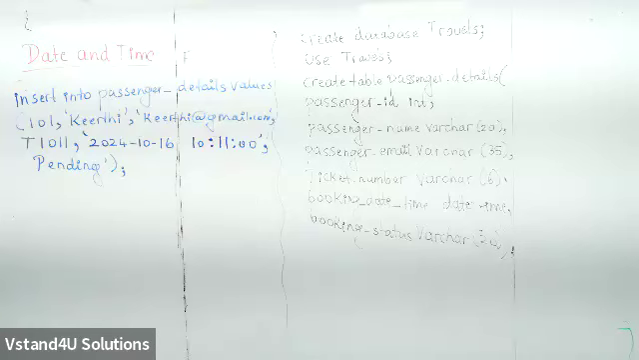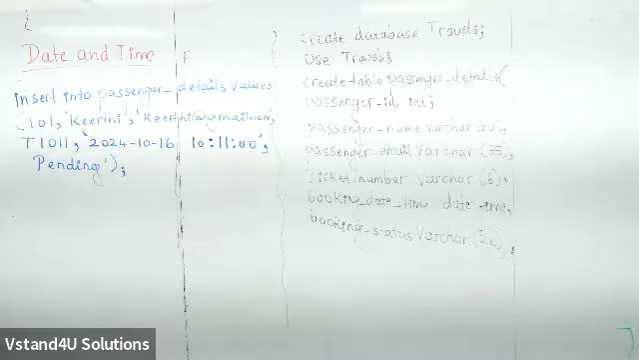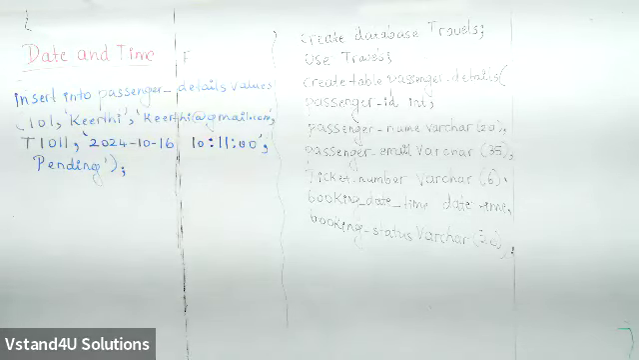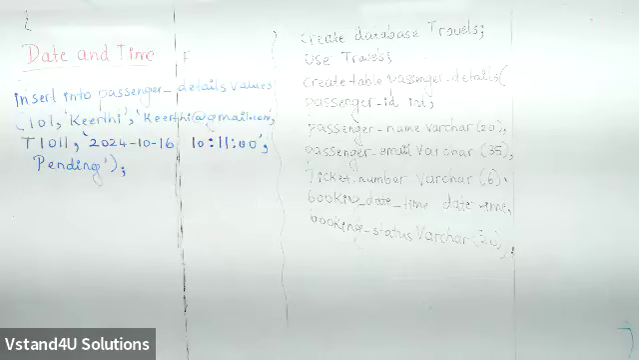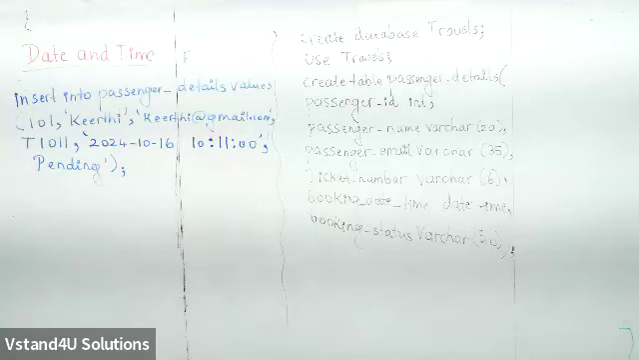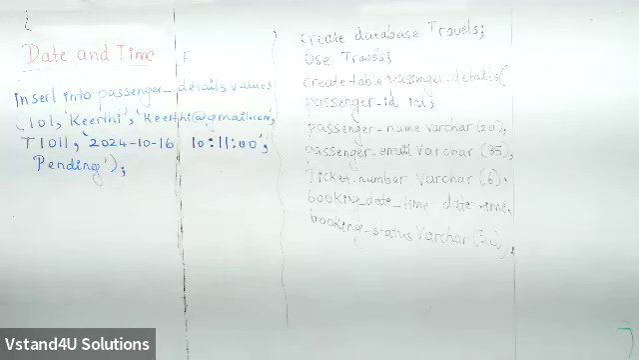How can you retrieve passenger name and booking date and time who made their booking on or after current date and time. Now tell me, which function will you use? Which function will you use now?